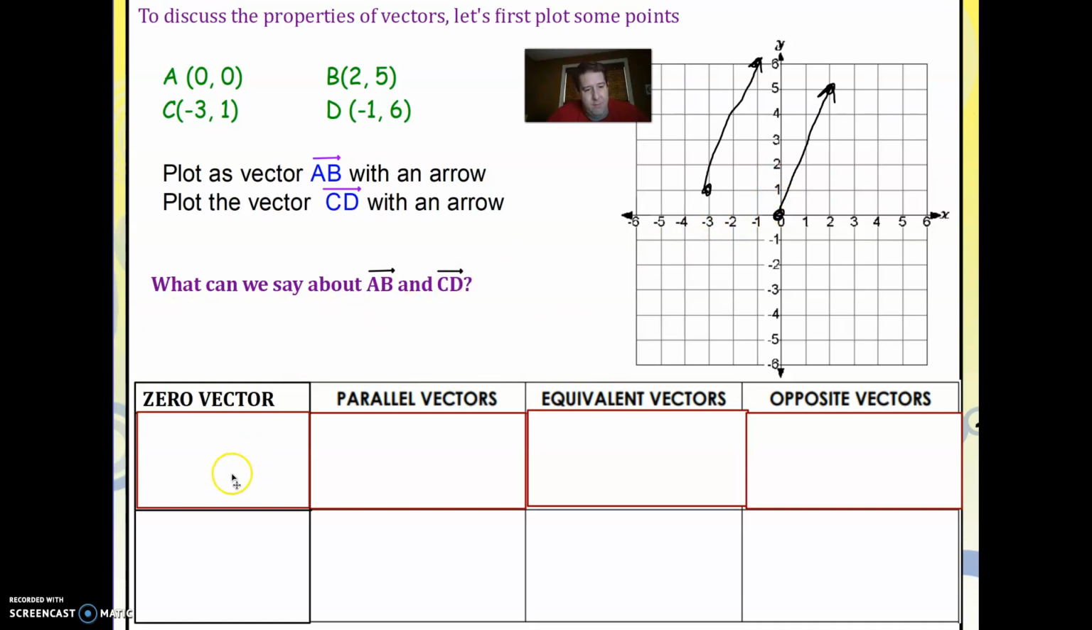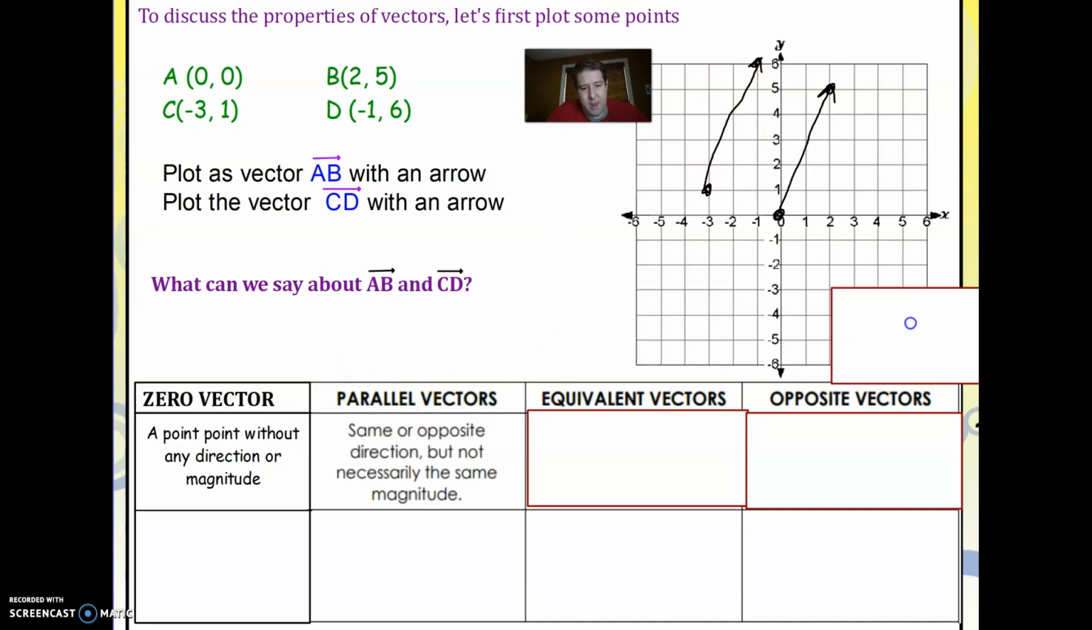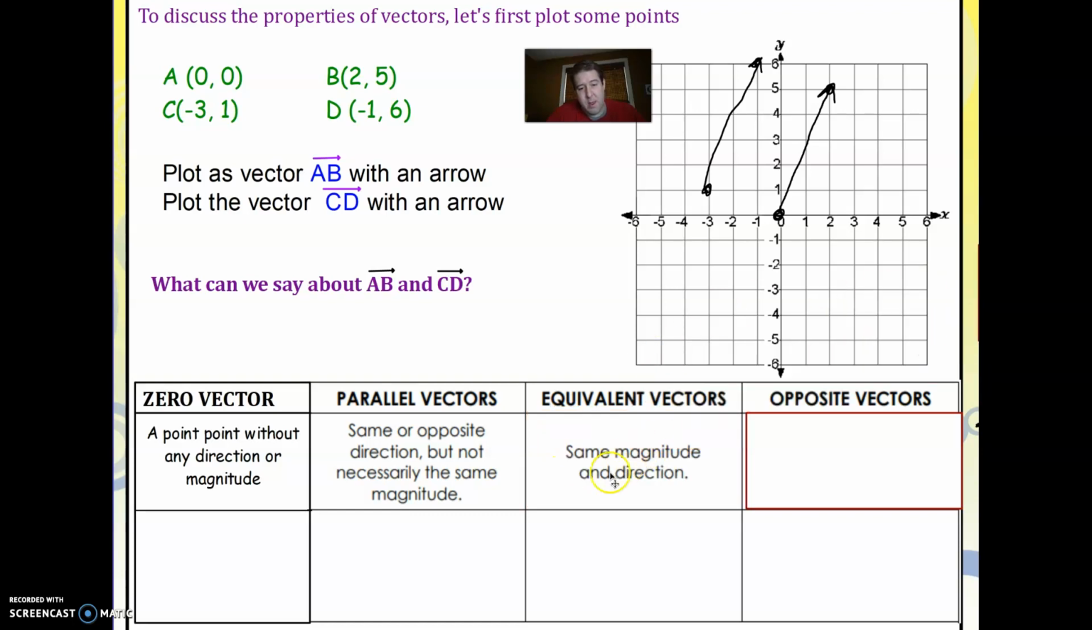Now, if it's a zero vector, that basically just means that it's just a point. It's not going in any direction, nor does it have any magnitude because it's not going anywhere. It's simply just a point. If you have parallel vectors, that means you have two vectors that are going in the same or opposite direction. Actually, these are equivalent, which I said up here, because the only difference between parallel and equivalent is that these are both going in the same direction, but they are also the same magnitude.